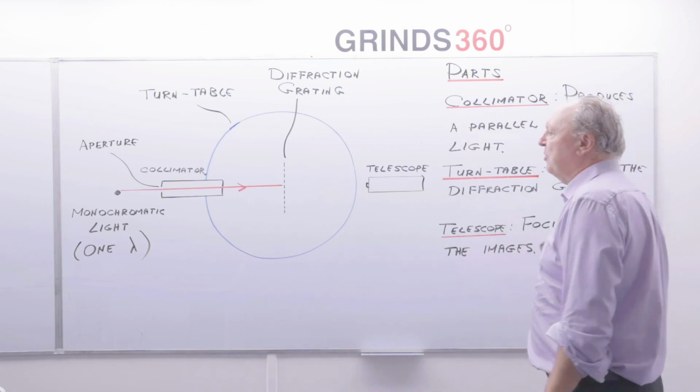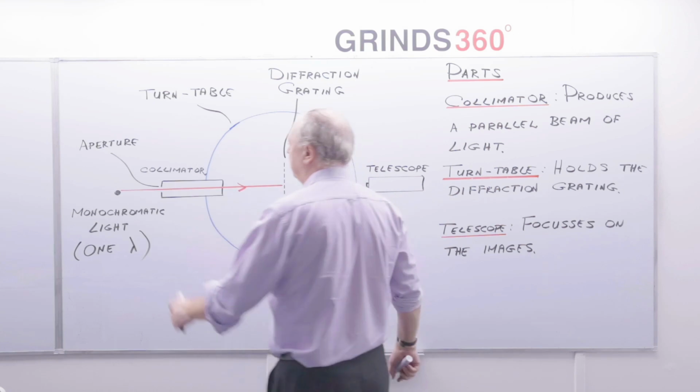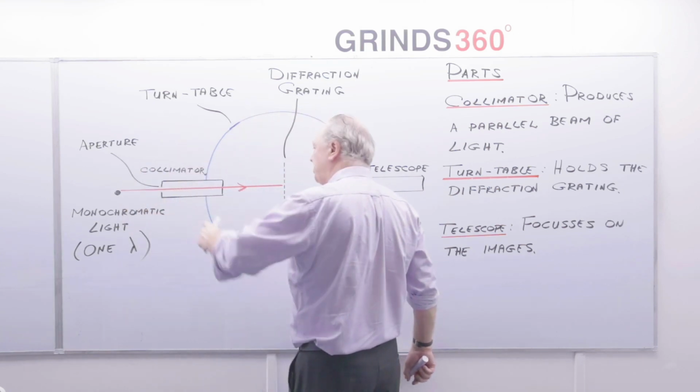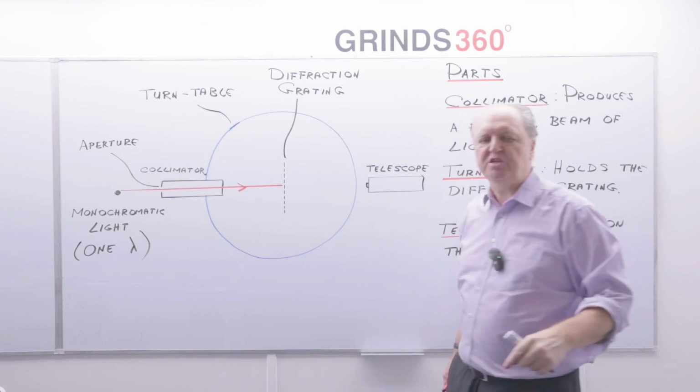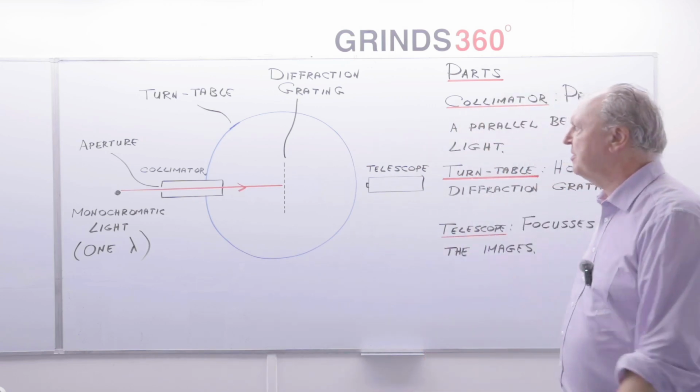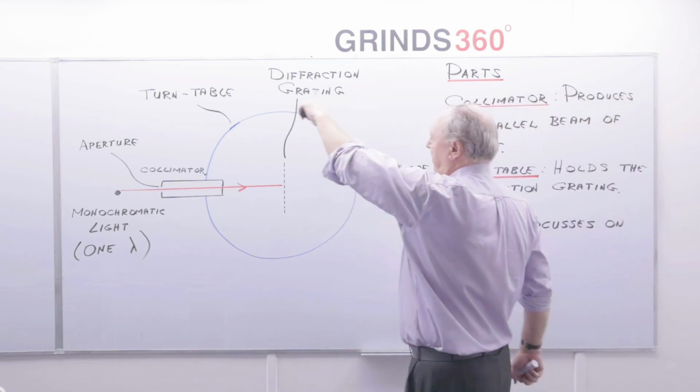So anyway, my beam of light from my monochromatic light source passes through the collimator and hits my diffraction grating at right angles. What about the turntable?